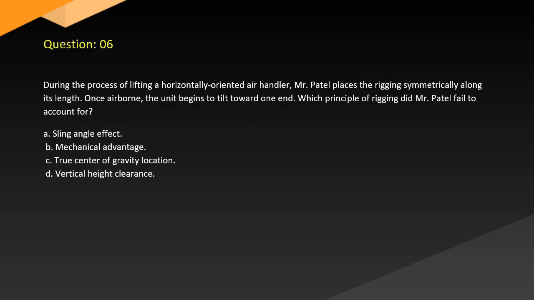Question 6. During the process of lifting a horizontally oriented air handler, Mr. Patel places the rigging symmetrically along its length. Once airborne, the unit begins to tilt toward one end. Which principle of rigging did Mr. Patel fail to account for? A. Sling angle effect. B. Mechanical advantage. C. True center of gravity location. D. Vertical height clearance.